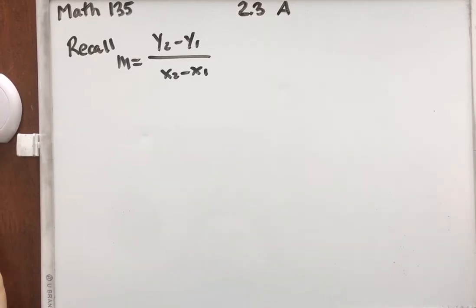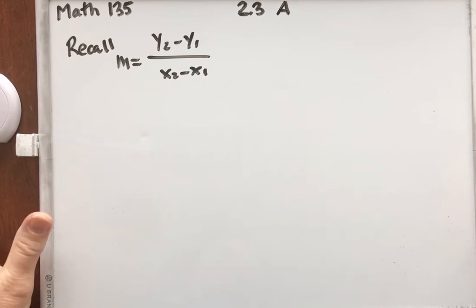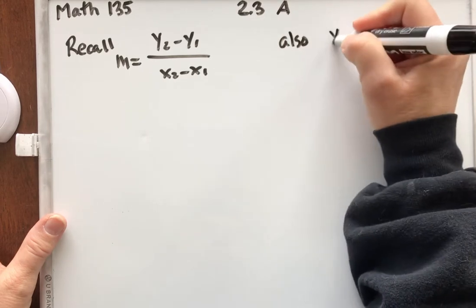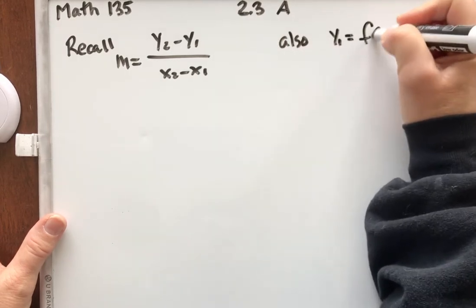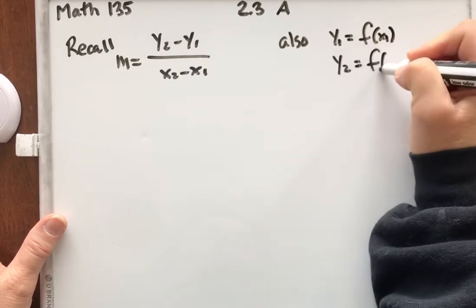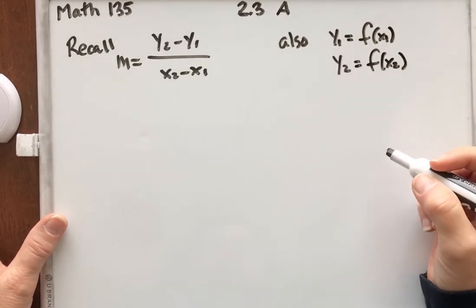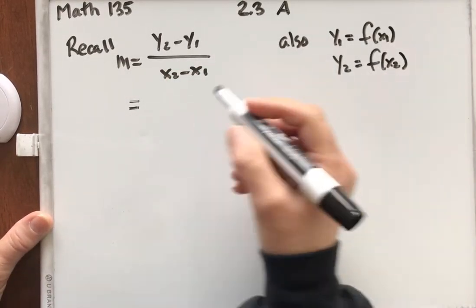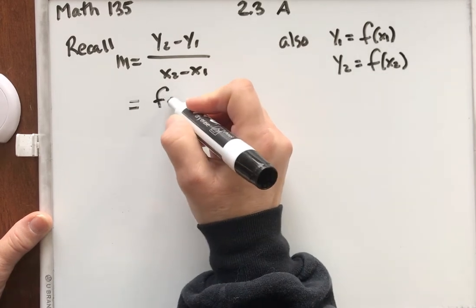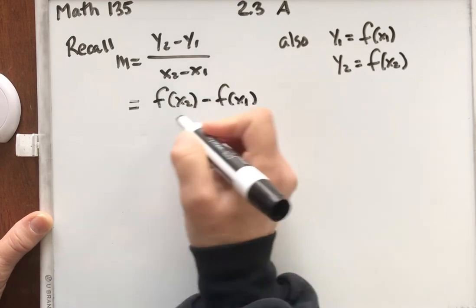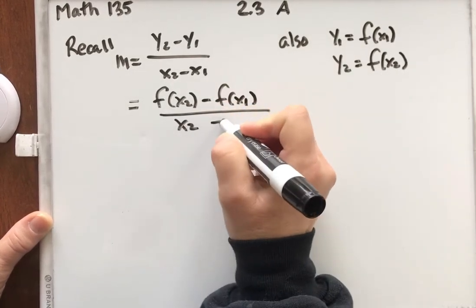Hello, 2.3a. Recall the slope m equals y2 minus y1 over x2 minus x1. We also know that y1 equals f of x1 and y2 equals f of x2. So we're going to rewrite this, substituting our y's. So this becomes f of x2 minus f of x1 all over x2 minus x1.